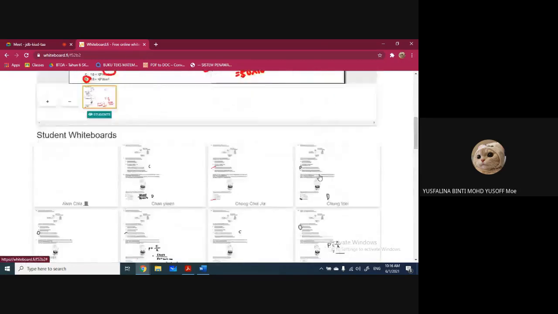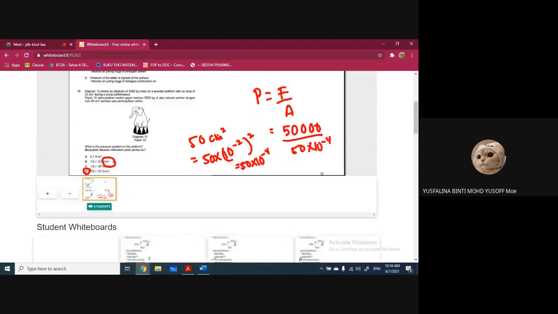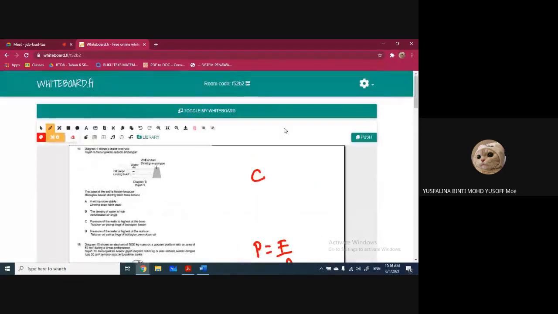So C is 10 power of 9. So number 15, the answer is D. Okay, so next questions.